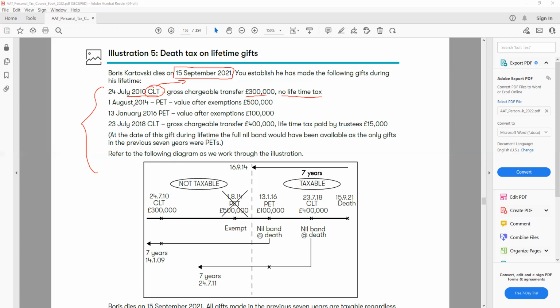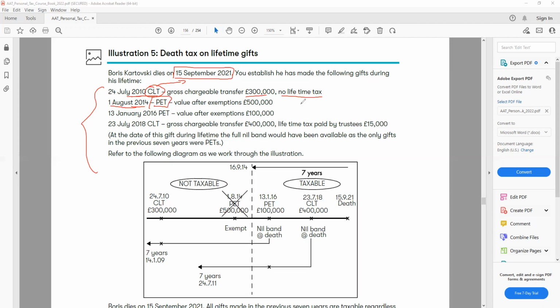Then 1st of August 2014, a potential exempt transfer. This one can be fully exempted if the person survives 7 years from the day he gave the gift. On 1st of August 2014 till September 2021, we need to count how many years we have here. If you count 15, 16, 17, 18, 19, 20, so 21 August, we have 7 years. So the person survived more than 7 years, so obviously that will be completely exempted.